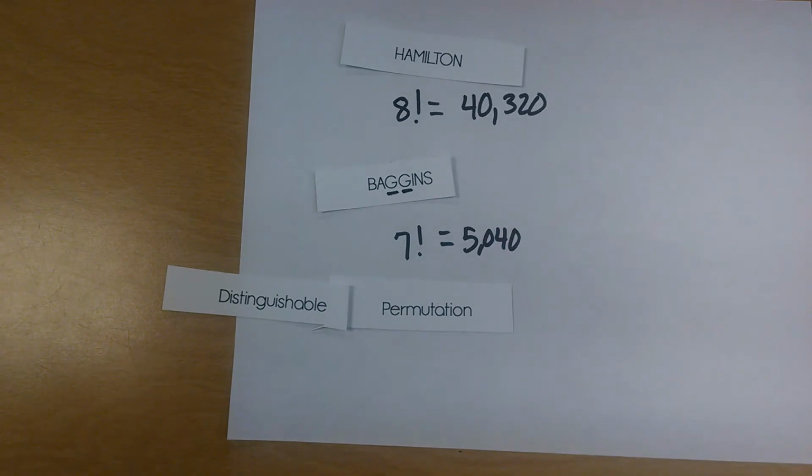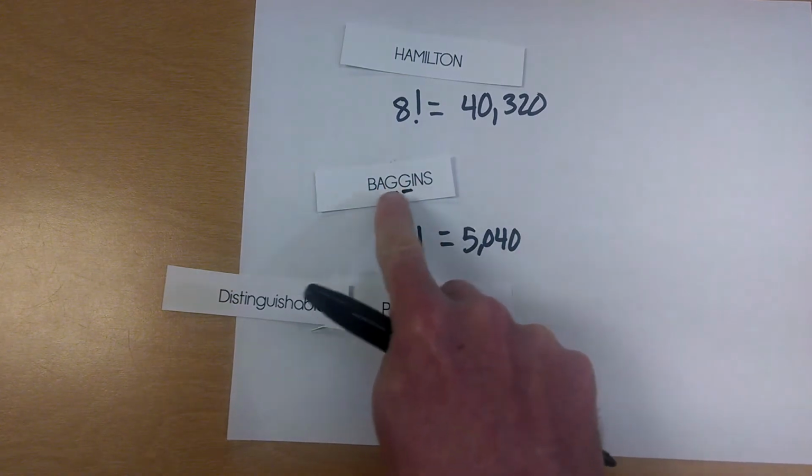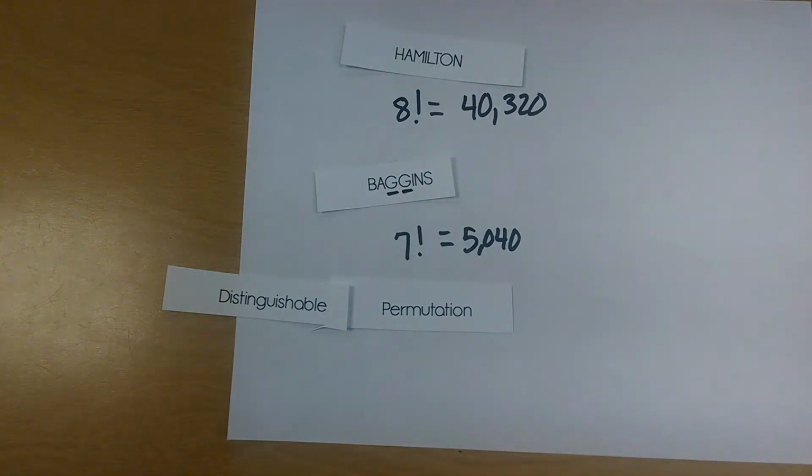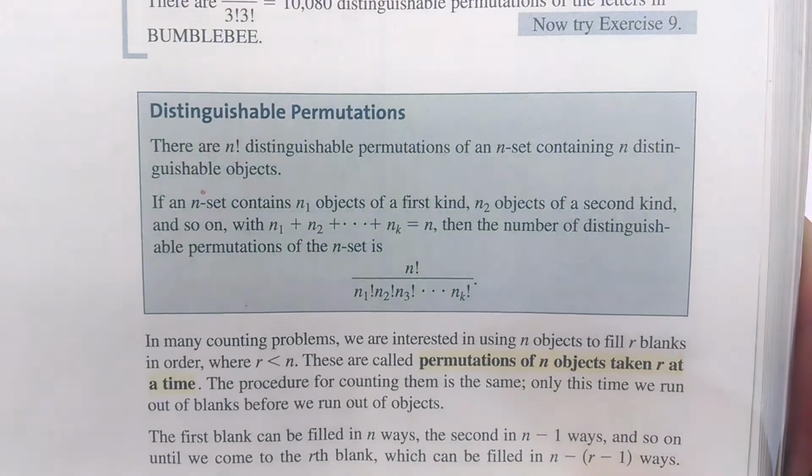Distinguishable permutations are just different arrangements of these letters, or objects, or whatever we're working with, that can be distinguished from one another. So if we switch these 2 G's around, then we have a different permutation, but we can't tell the difference because they both look alike. So distinguishable permutations, here is our book's formula for it.